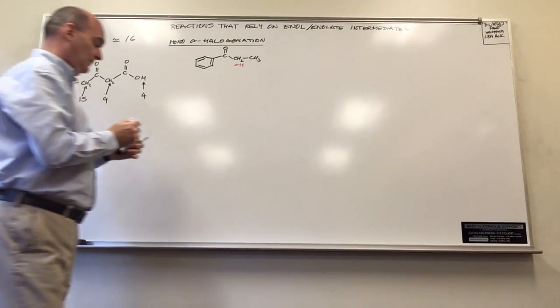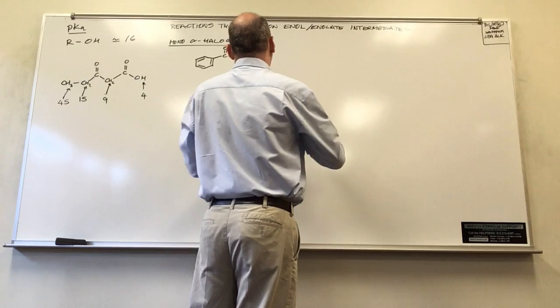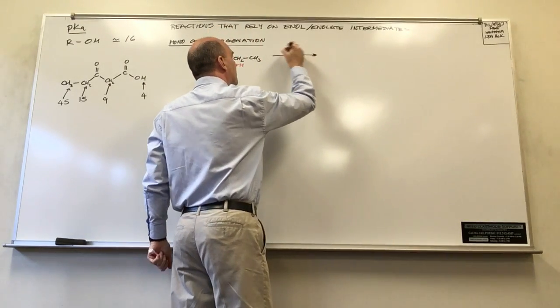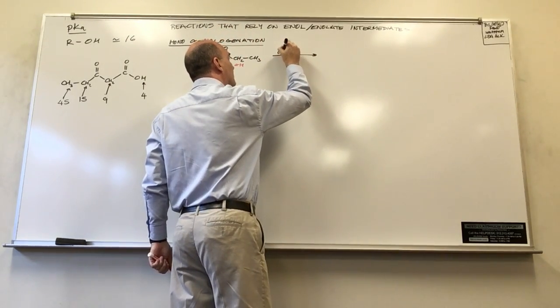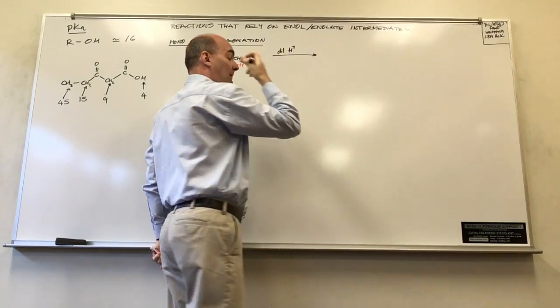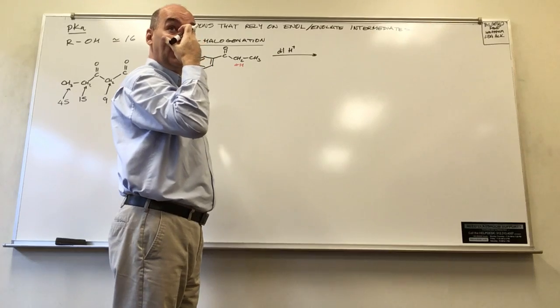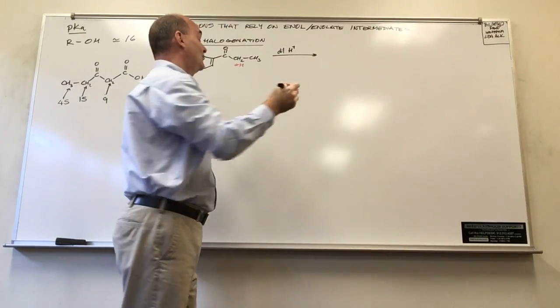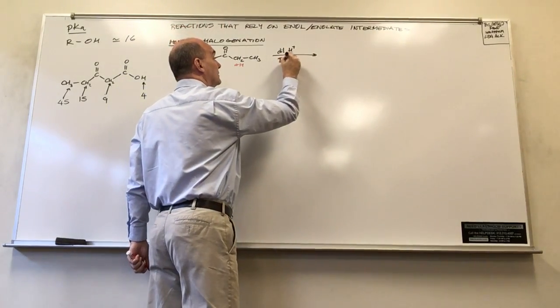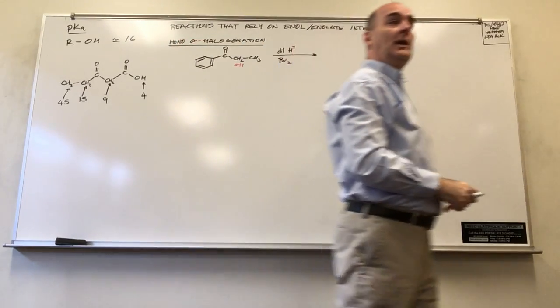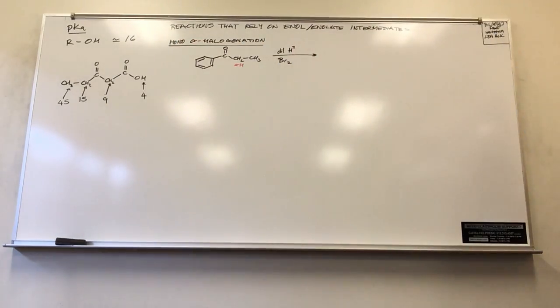I'm going to put this in dilute acid, and I'm going to present it with some actual halogen. I'll give it a molecule of bromine. Bromine, turns out, is quite a nasty chemical.